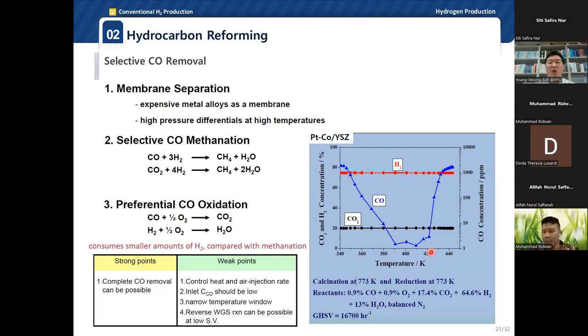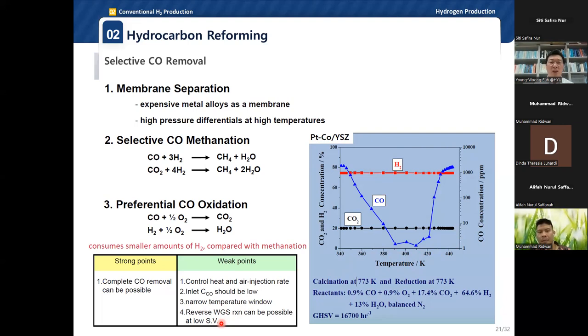So CO removal is possible using the PROX reaction, but heat and air injection has to be low. That means the efficiency of the WGS reactor is important for the PROX reaction. And also, the temperature window is narrow. Look at this one. It's about 40 Kelvin. That is the temperature window to get low levels of CO in the stream. And the reverse WGS, that is the reverse water gas shift reaction, is possible at low space velocity.